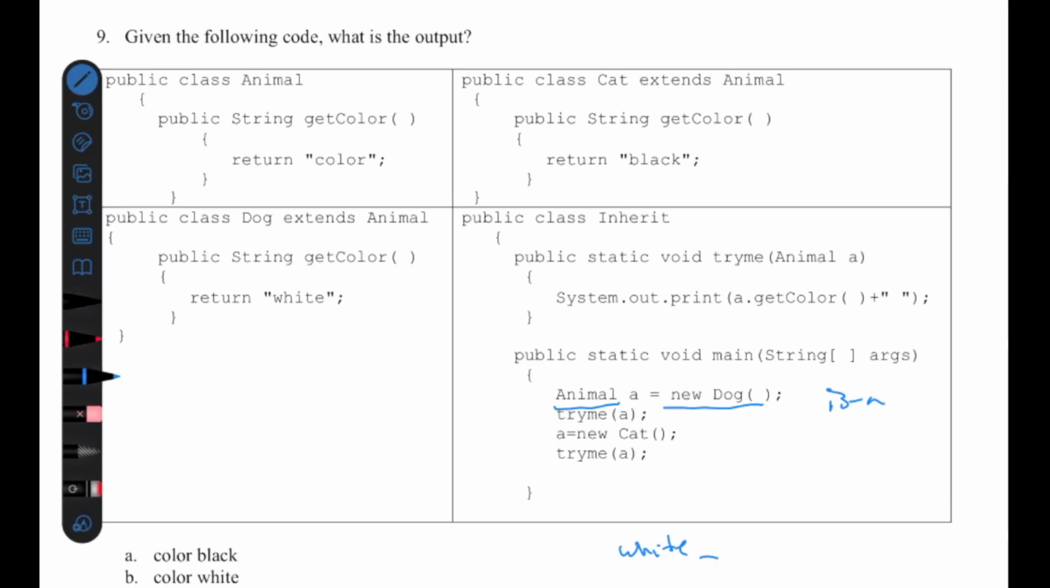And then I redeclare A to be a new cat. Again, this is valid because cat is an animal. And I'll pass that to tryMe. And again, at runtime, we'll use the cat method and return black.